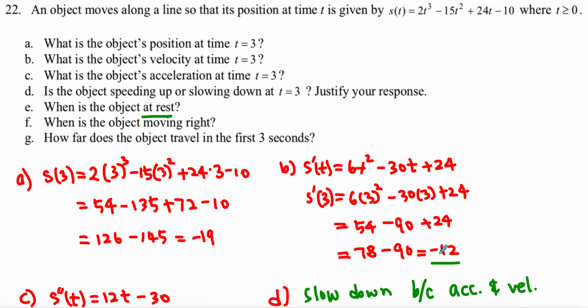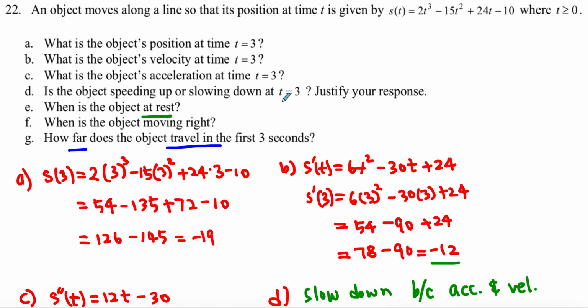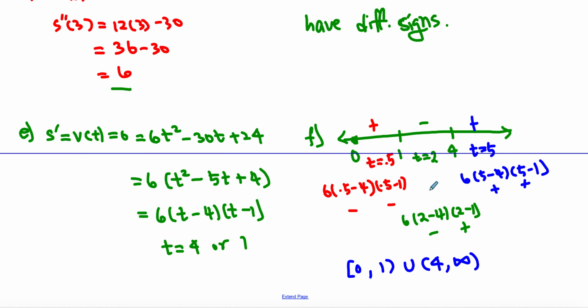Alright, number G. How far does the object travel in the first 3 seconds? In this case, this might be a bit confusing. Are we talking about the position, or are we talking about the total distance? Usually, when we talk about how far the object is traveling, in math class, we are referring to the total distance it traveled.